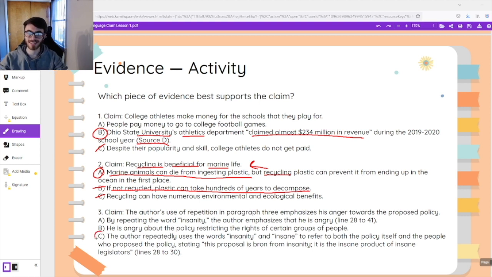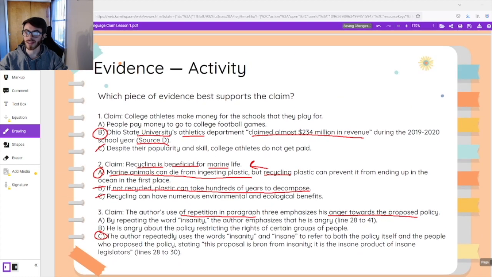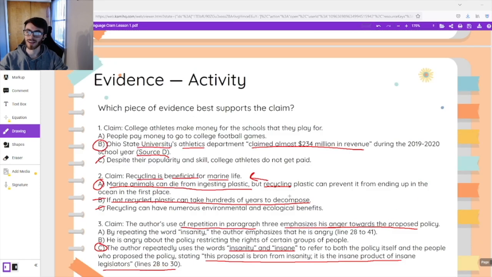So the correct answer here is C. And C is the best because it supports all components of this claim, right? It talks about the author's use of repetition, and it also talks about his anger. It gives specific examples of the way that the author uses repetition and how those uses of repetition emphasize his anger. It tells us what words are repeated. It gives us a direct quote here. And obviously, using the words insanity and insane to refer to the policy and the people who proposed it emphasizes his anger.